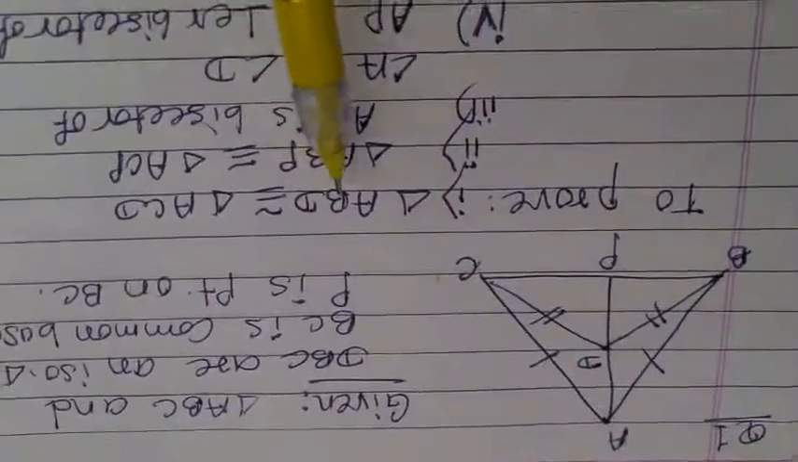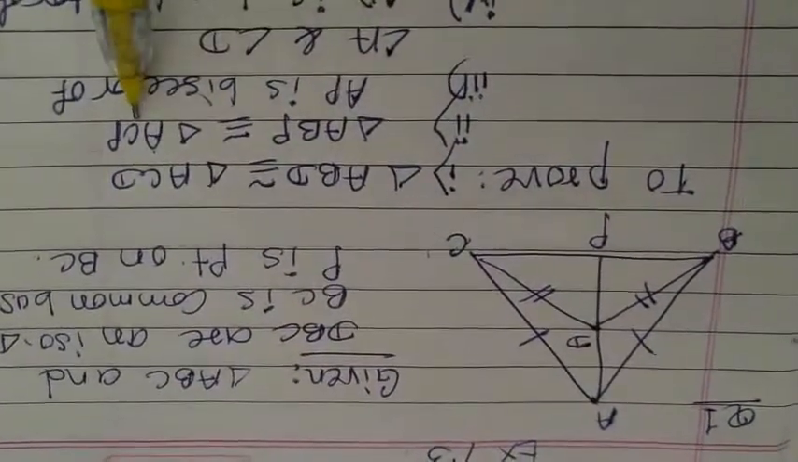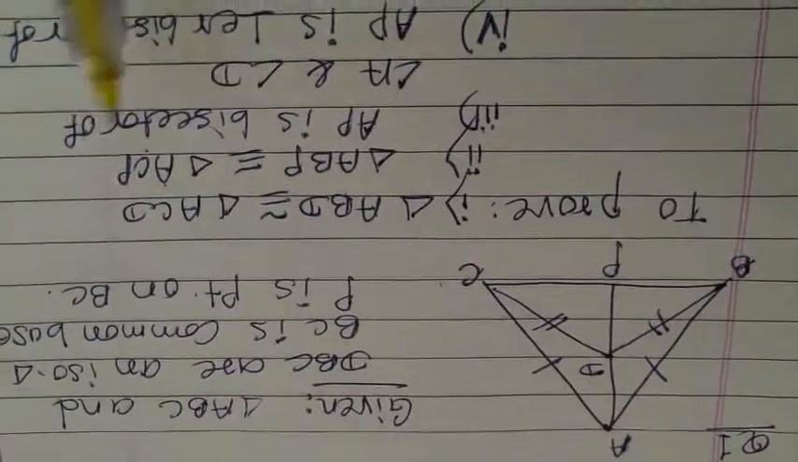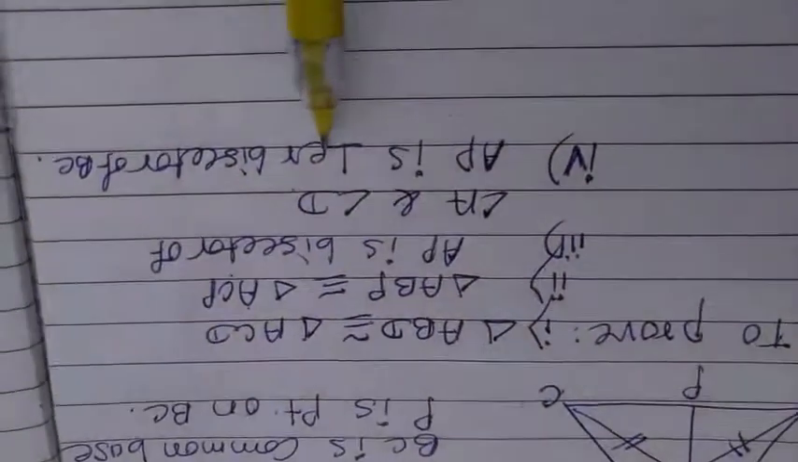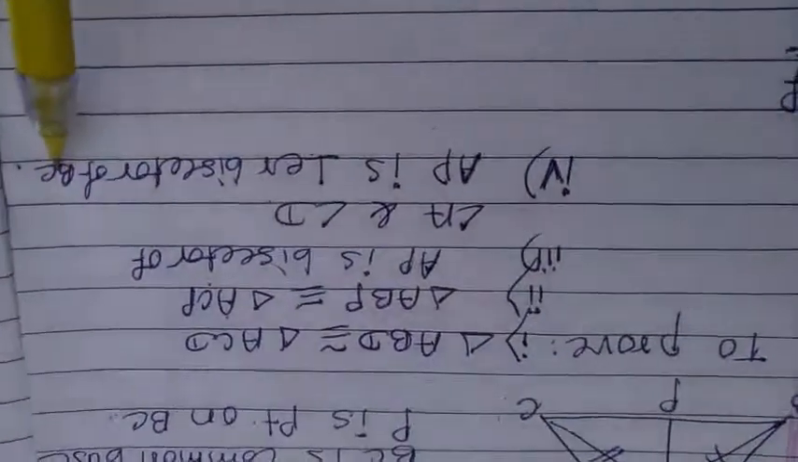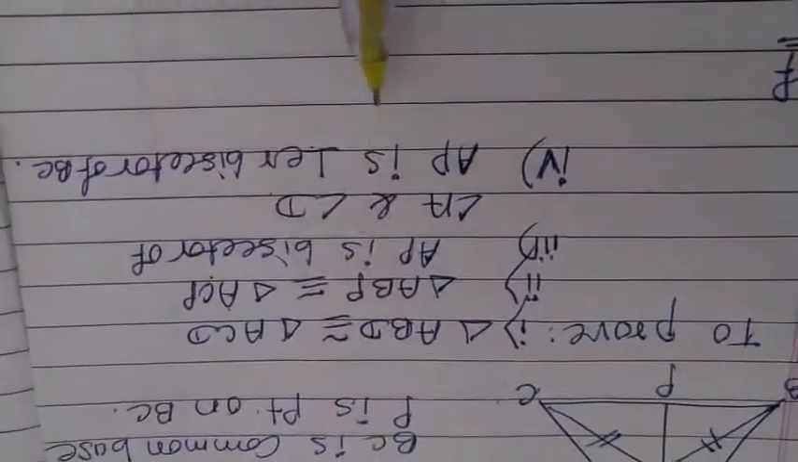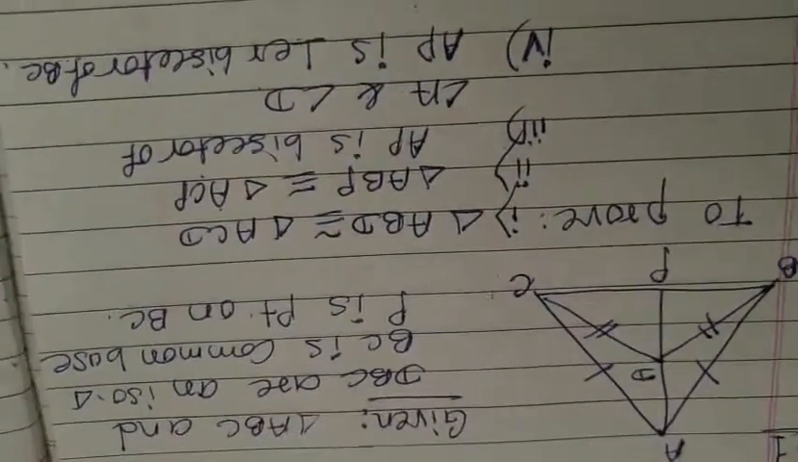We have to show that triangle ABD is congruent to triangle ACD, ABP is congruent to ACP, AP bisects angle A and D, and AP bisects side BC. It is a perpendicular bisector, means it is perpendicular and also divides into two equal parts. All these things we have to show here. Firstly, we consider the first pair.